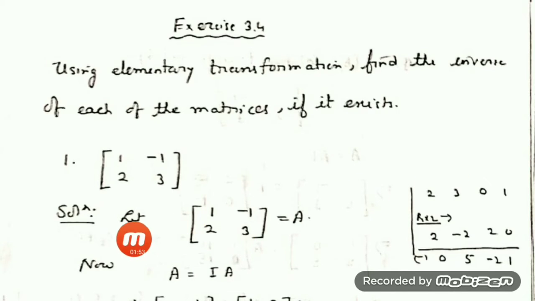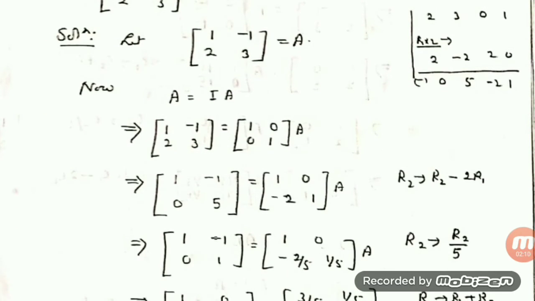Your first step: name the given matrix as A, say. You can give any name; I am putting the name A. Your matrix is 1, minus 1, 2, 3. In case of row transformation, you first write A equals IA. In case of column transformation, you write A equals AI. I am going to use row transformation here, so I am writing A equals IA.